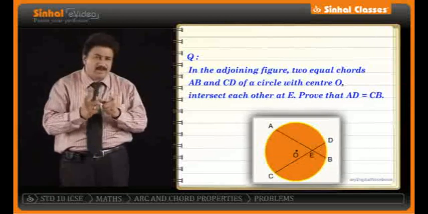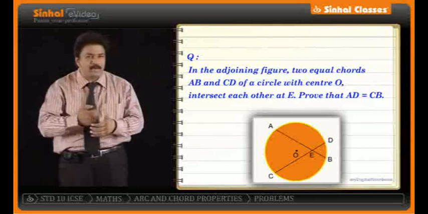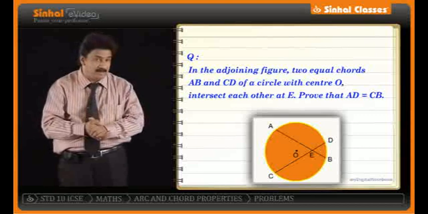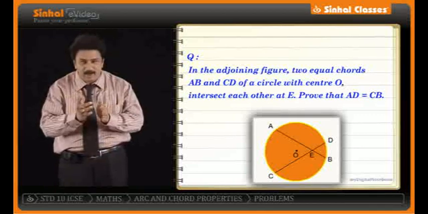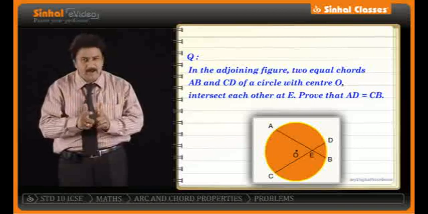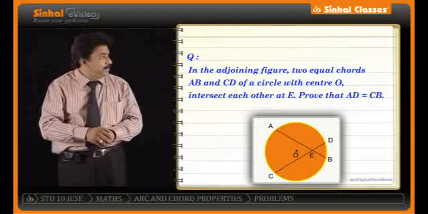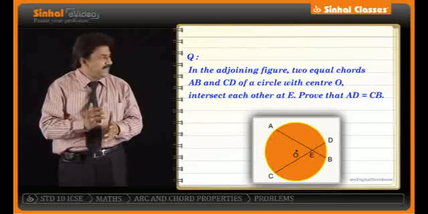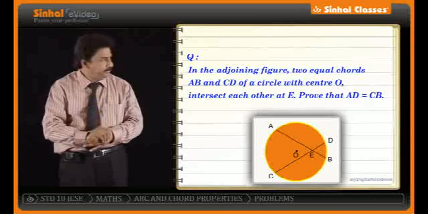The moment two equal chords are given to you, there is one property which comes automatically to your mind, that equal chords subtend equal angles. I revise once again, equal chords will give rise to what? Equal angles. We'll try to use this property in this sum. See what else is given to you. Of a circle with center O. Further, they intersect each other at point E. So these two chords are intersecting at point E.